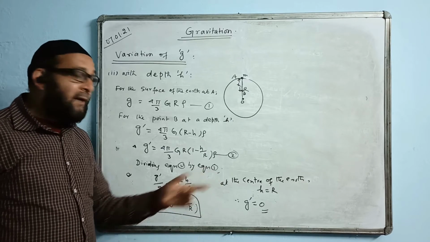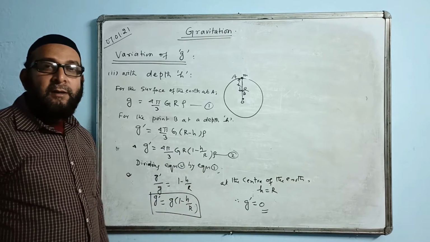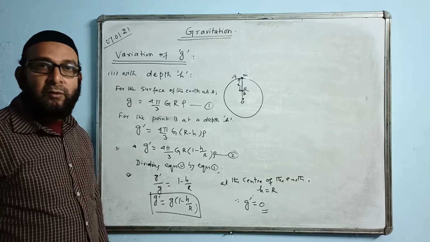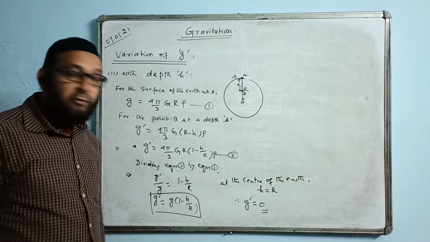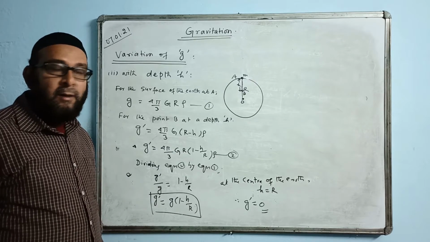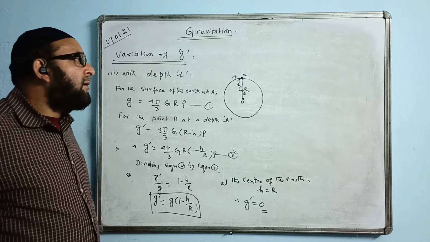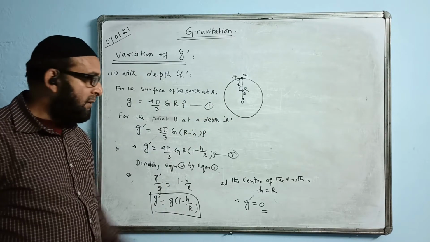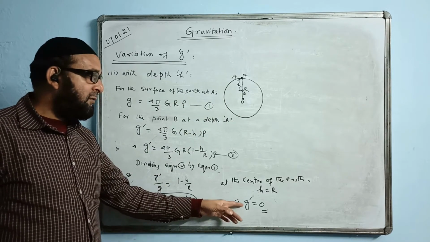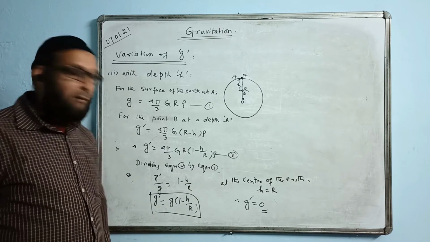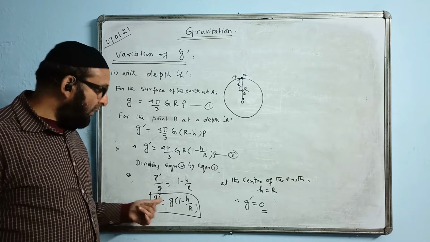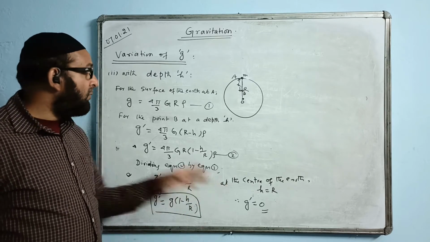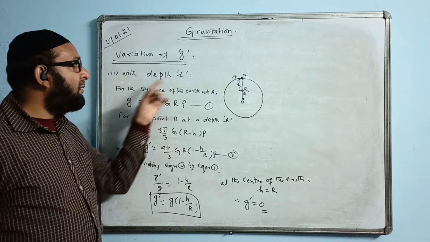The weight depends upon the value of g. So the weight of a body at the center of the earth will also be 0, because the value of acceleration due to gravity is becoming 0. Very often the question is why the weight of a body at the center of the earth is 0. The reason is that the value of g at the center of the earth is 0. And why is it 0? Because of this formula in which h and r become equal. So this is the variation of g with the depth h.